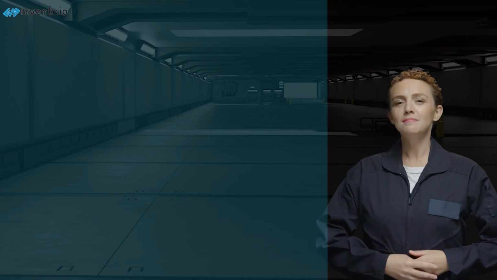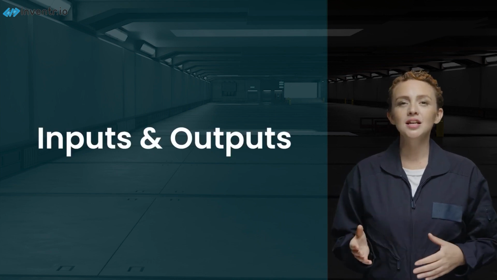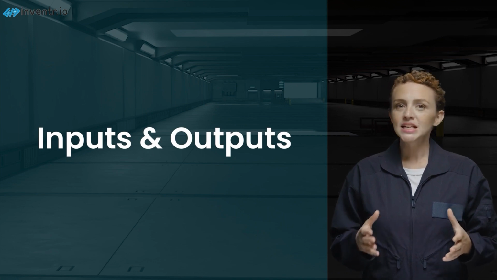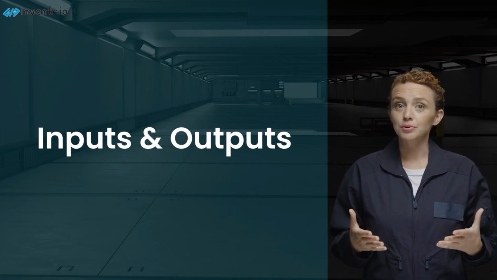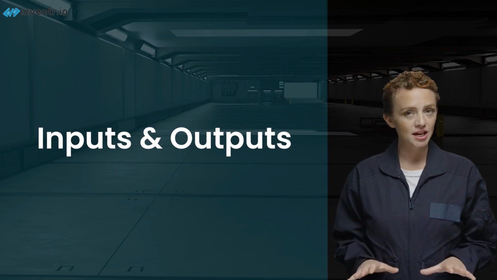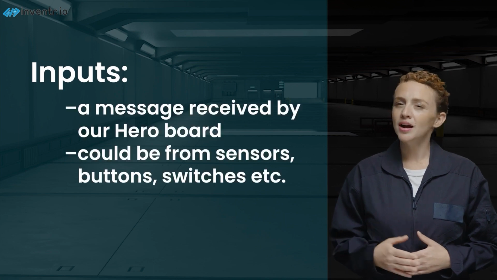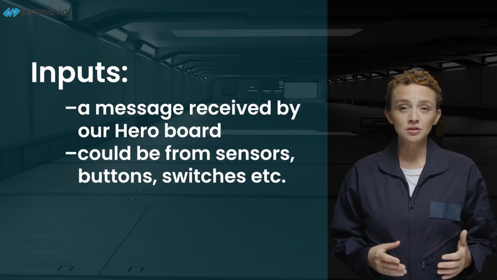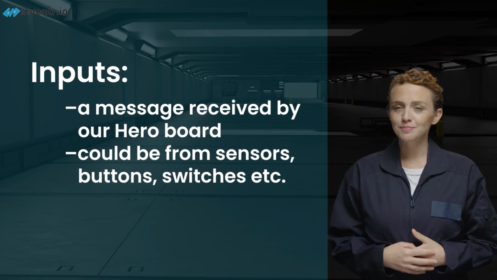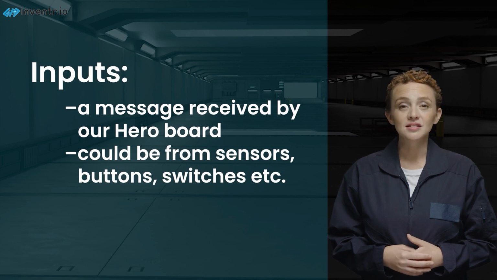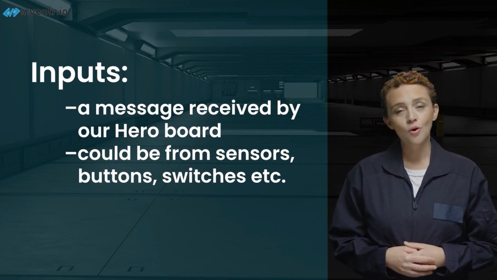Now that we've solved the mystery of the pull-down resistor, let's turn our attention to something absolutely fundamental in electronics, the concept of inputs and outputs. Think of our system as a living organism. It needs to inhale data inputs to process and exhale data outputs as a result. An input is essentially a message received by our hero board. It could be from a sensor, a button, or in our case today, a dip switch. These inputs tell the board what's happening out in the world. In this instance, whether our dip switch is on or off, or high or low.